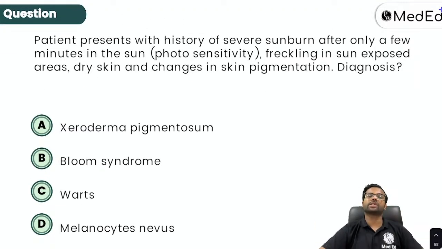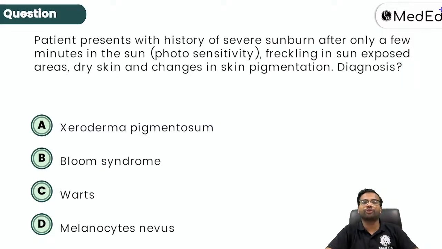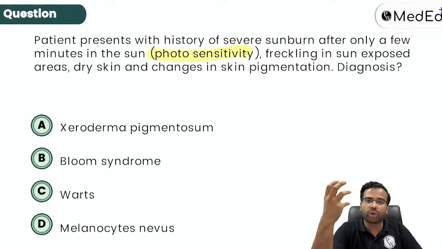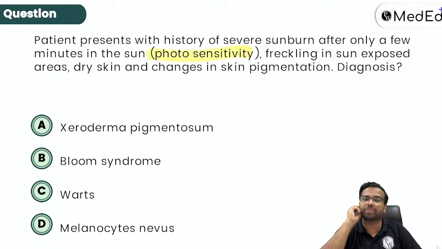A patient presents with a history of severe sunburn after only a few minutes in the sun, which means there is photosensitivity. There is freckling in sun exposed areas. So freckling means some brownish discoloration that can be seen in sun exposed areas. There is dry skin and changes in pigmentation. Xeroderma pigmentosum, Bloom syndrome, warts, melanocytic nevus. So what is the right answer here?